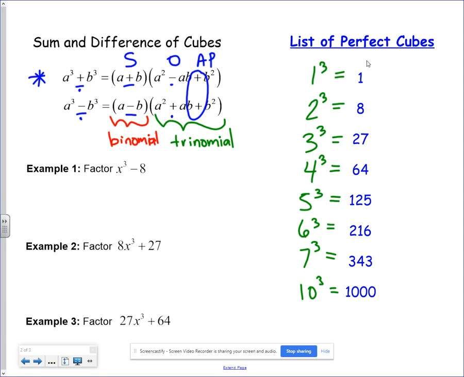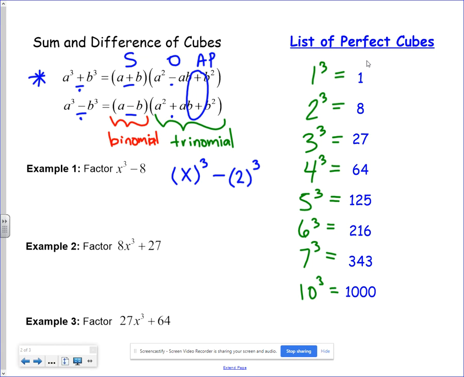So I got to ask myself, are these two terms perfect cubes? They are. So I'm going to rewrite them as perfect cubes. Well, x cubed is just x to the third power. 8 is 2 to the third power. So what do we got here? We have a difference of perfect cubes.